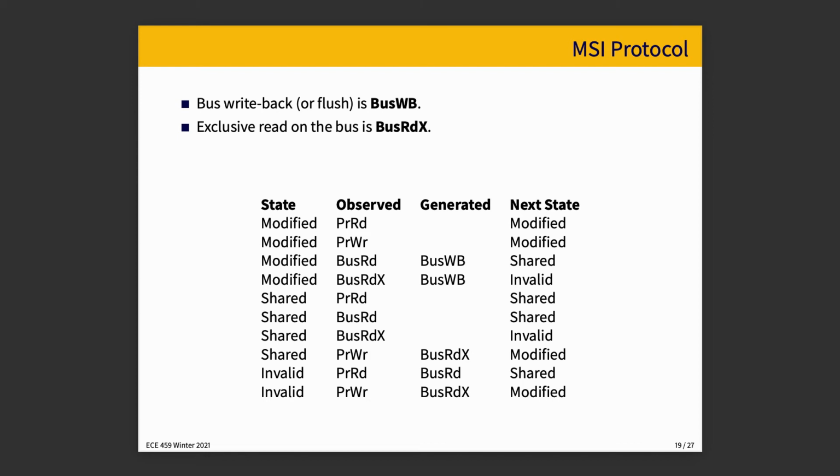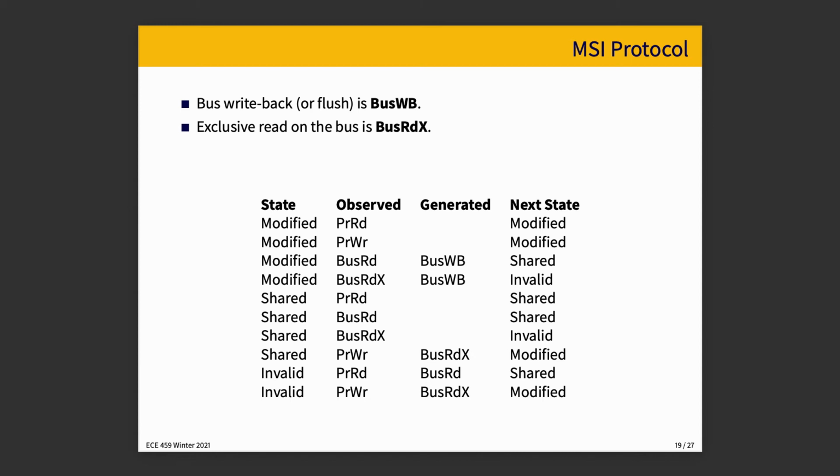The bus write-back here is written as bus WB, and exclusive read on the bus is bus read X. So if our current state is modified and we do a read, there's no need to tell anybody, and we'll just stay in the modified state. The same is true for a write. If it's modified, we're the only ones that have it, and we change it, no one cares, we won't tell anybody, so it remains in modified state. If it's modified and we observe a bus read, it's incumbent on us to put that information on the bus, so we do a bus write back, and it ends up being shared.